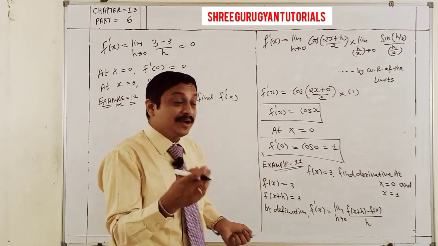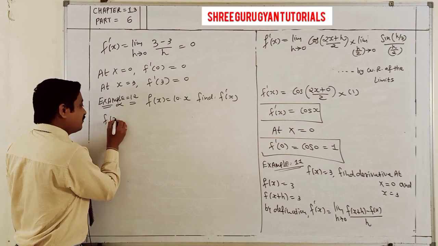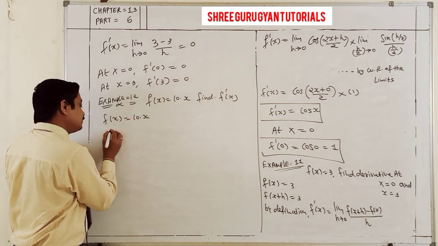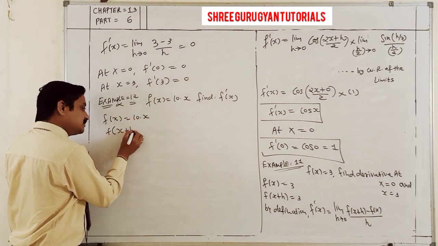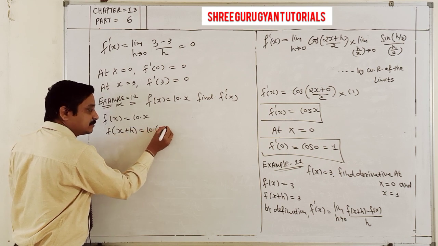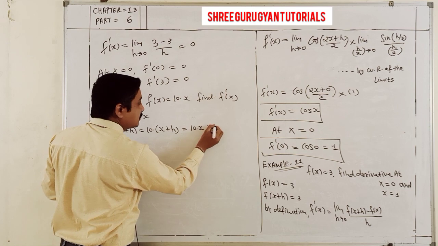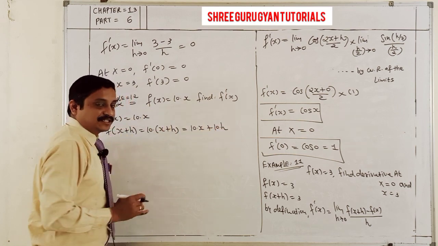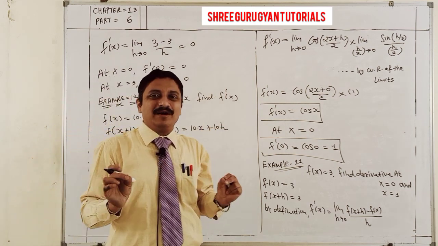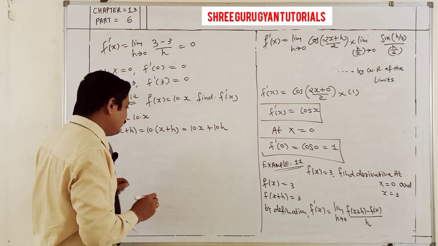But I go to definition. f(x) is 10x, so f(x plus h) is 10 times (x plus h). It means 10x plus 10h. And simply you will apply the form of your definitions.